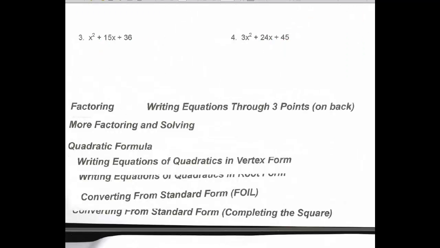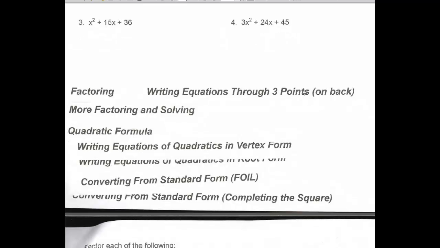x squared plus 15x plus 36. Notice that the first thing we look for is to see if there is a GCF. Because this is a 1, and this is a 15 and 36, there is no GCF greater than 1. Does this have two terms? No. So it's not a difference of squares. We do have three terms, so we want to do target product, target sum.